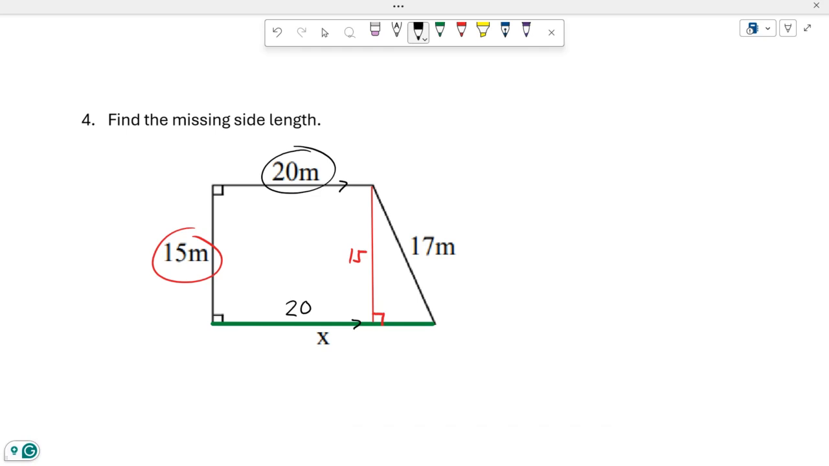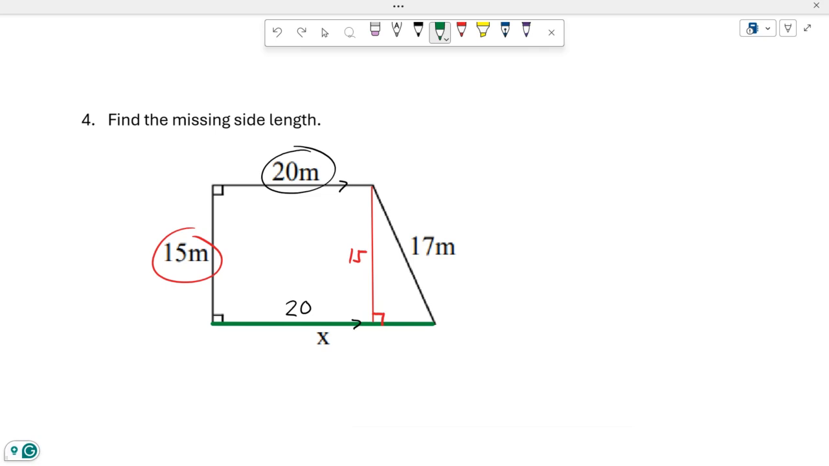Now 20 is not x, because x is the green side, which is more than 20. But I do know that the piece of x that's inside the rectangle is 20. So now all that I'm really missing is this piece of green. And if I could solve for that piece, I'd be good to go, because I just take 20 and add whatever's there, and that's going to be x.